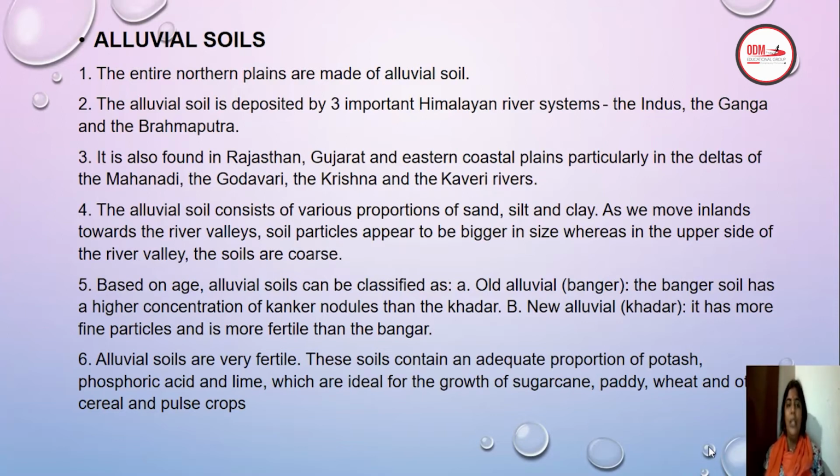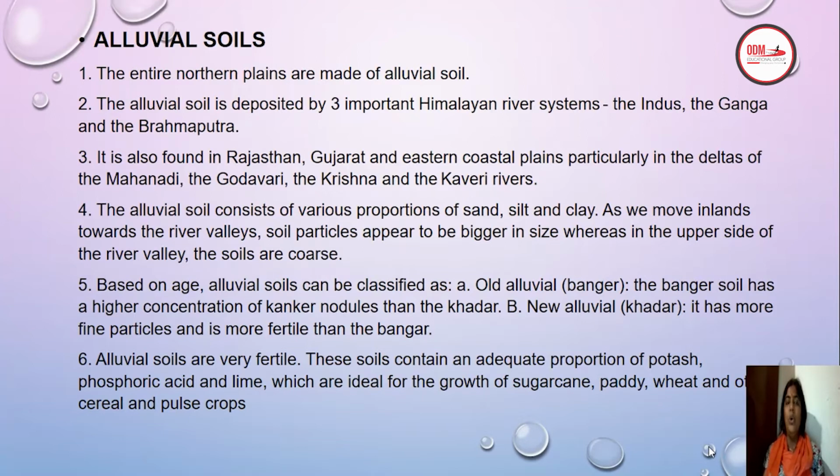Then the alluvial soil consists of various proportions of sand, silt, and clay. It is a mixture of sand, silt, and clay in various percentages, some portion of the sand, some portion of the silt, and some parts of the clay. As we move inland towards the river valleys, these soil particles appear to be bigger in size, whereas in the upper side of the river valley, the soil's grains are very coarse.